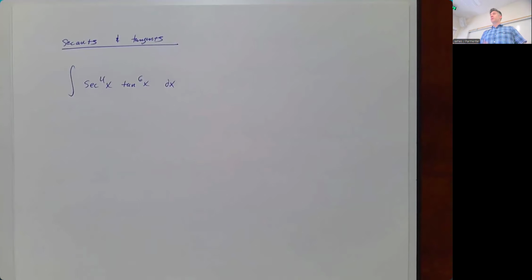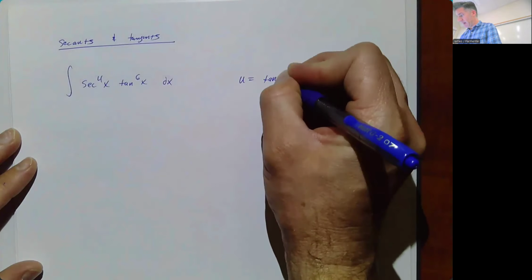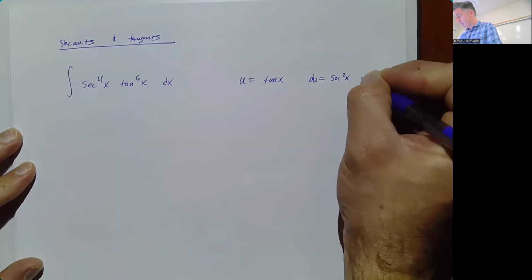If I let u equal secant, my du is secant tangent. That soaks up one of the tangents, and I have an odd number of tangents left over. That's bad news. If I let u equal tangent, my du is secant squared. That soaks up two of the secants. I have an even number left over, and that's good news. So I should be letting u equal tangent. So if I let u equal tangent of x, my du is going to be secant squared of x dx.